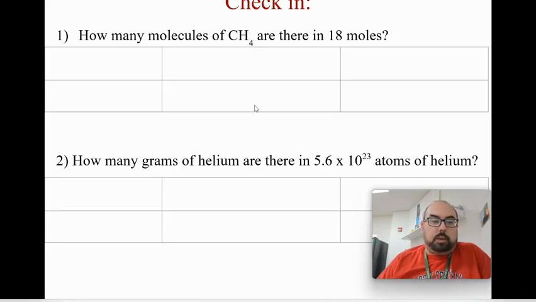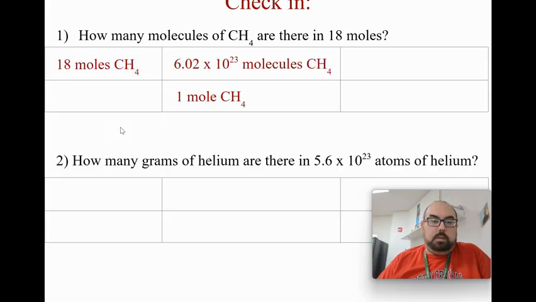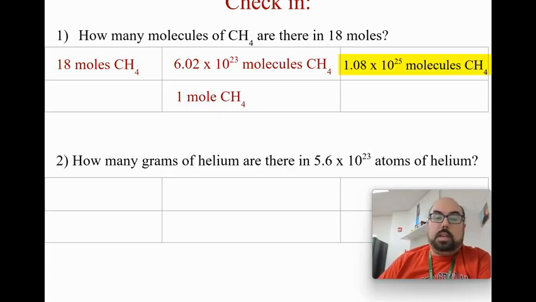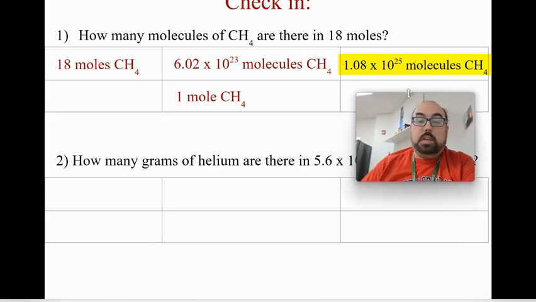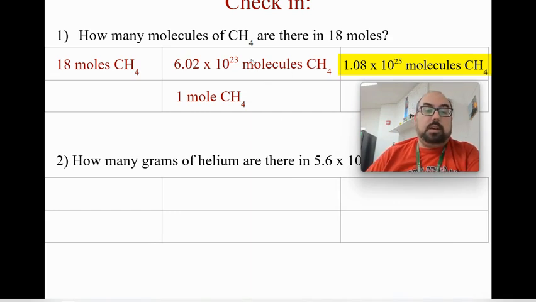All right, so hopefully you're back. How many molecules are there in 18 moles of CH4? So I start with the 18 moles. I know that diagonal units have to be the same, so that's 1 mole of CH4 per 6.02 times 10 to the 23rd molecules of CH4. I'm going to multiply across the top, 18 times 6.02 times 10 to the 23rd. When I do that, I get 1.08 times 10 to the 25 molecules. Notice here, we didn't have to do molar mass because we weren't talking about grams. We were just talking about molecules.